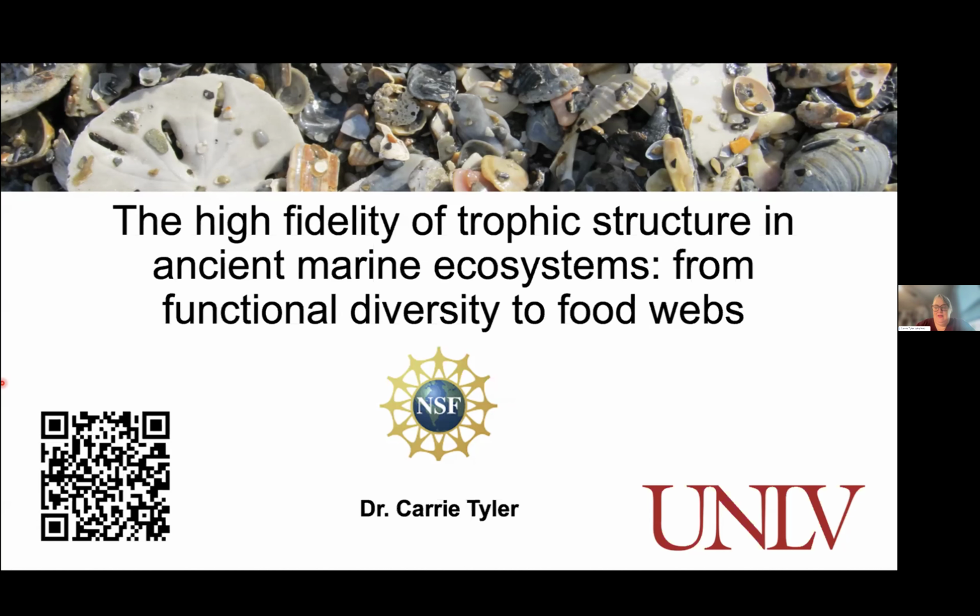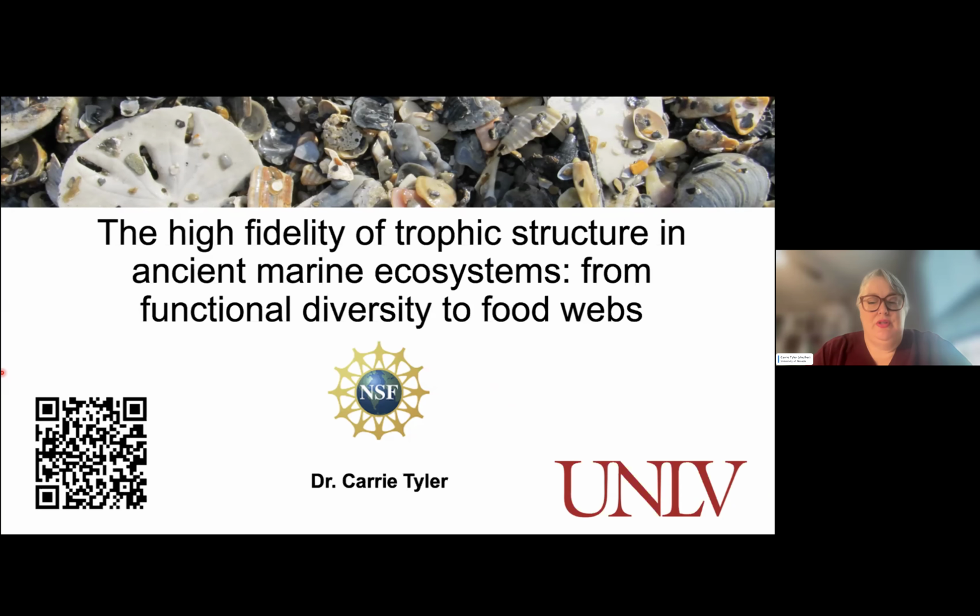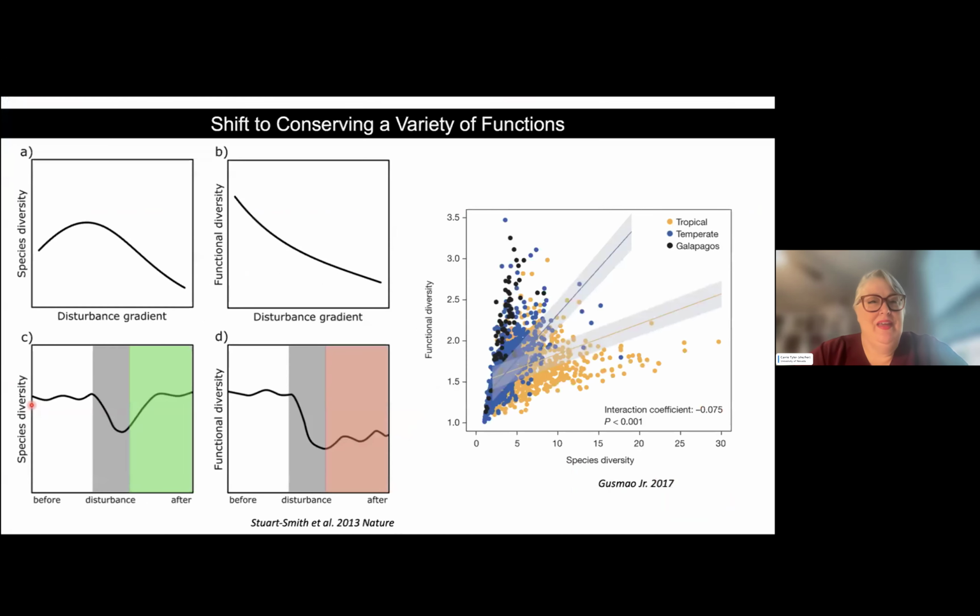I'm going to talk about the reliability of particularly trophic structure and how it's preserved in the fossil record, with a focus on functional diversity. And one of the reasons for that is, if I can click through my slides, there we go, because functional diversity has become really a sort of a gold standard metric in conservation for measuring ecosystem health. And there's been this big switch from concentrating on the number of species in an ecosystem and conserving number of species to conserving functions.